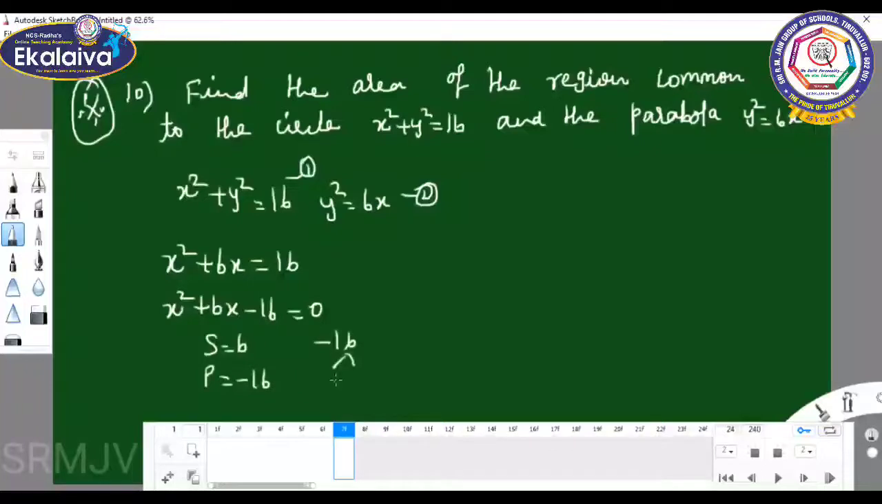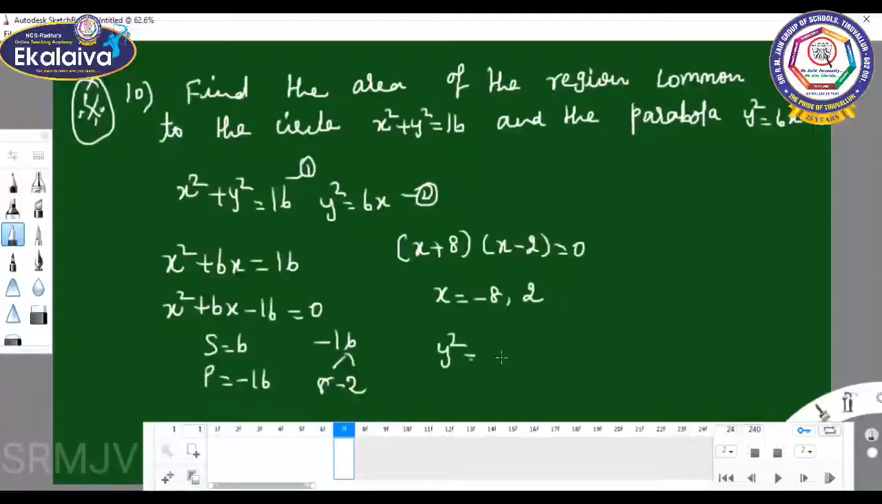Minus 16, 8 twos are 16. So 8 minus 2. So (x plus 8) into (x minus 2) equal to 0. x equal to minus 8 comma 2.